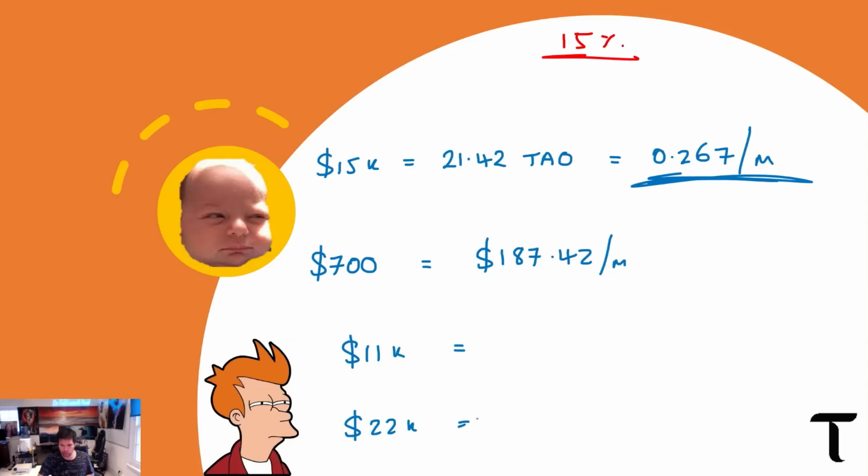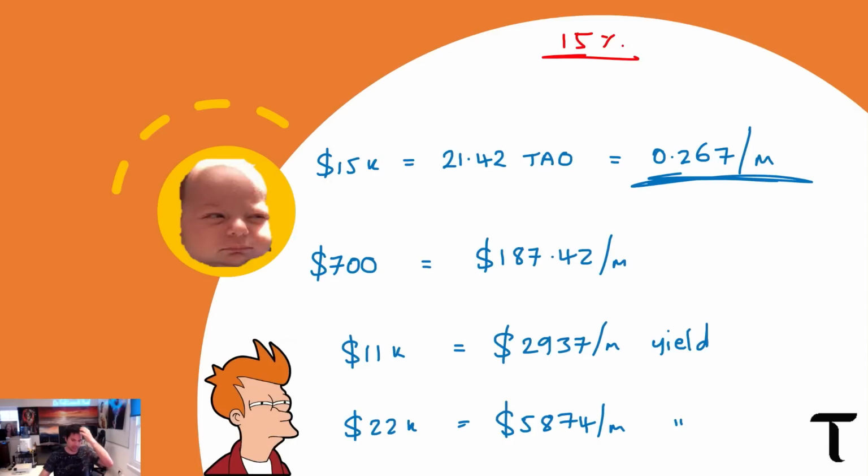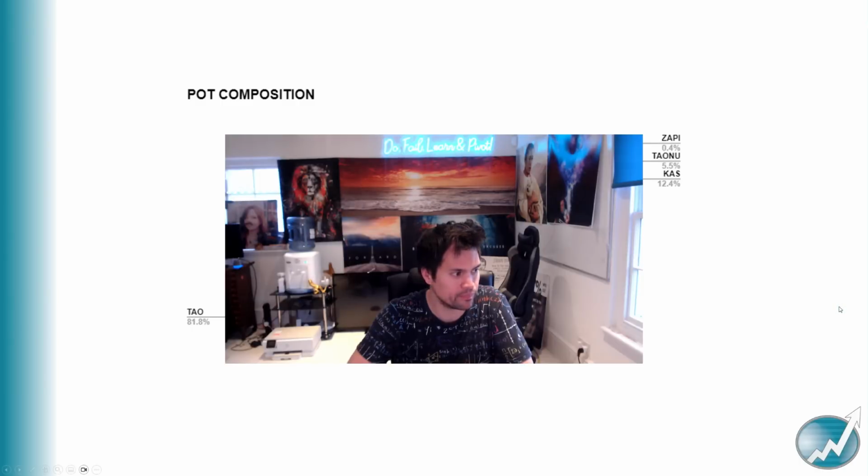Well, you're still getting 0.267 TAO per month. So 0.267 times 11,000 gives you a $2,937 per month yield. And then obviously, if it doubles and goes to 22k, you're looking at $5,874 per month yield. Which is why I'm saying $15,000 in TAO right now could potentially end up in a lovely yield. Again, this just reiterates the fact that most of my pot is in TAO.